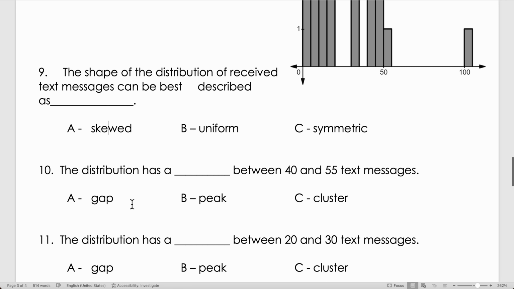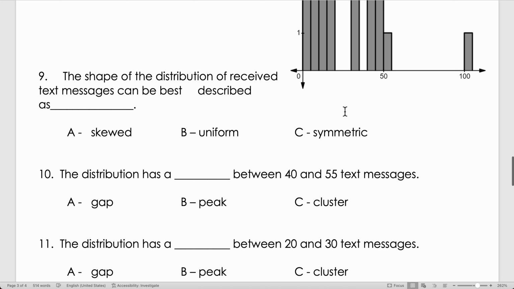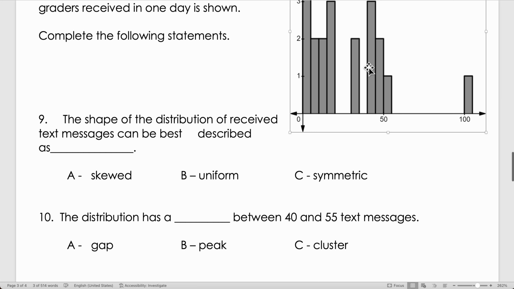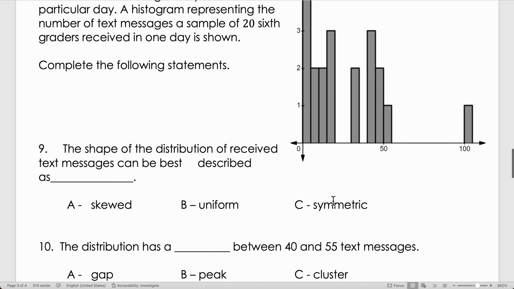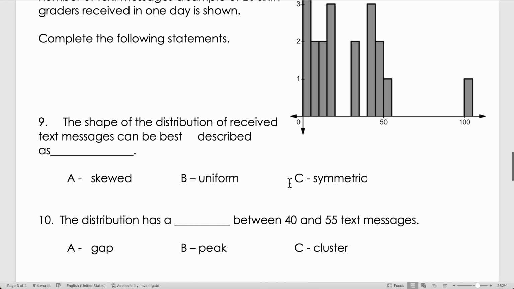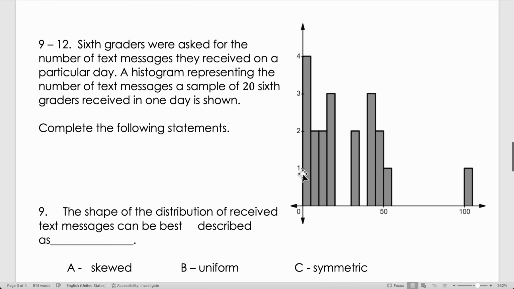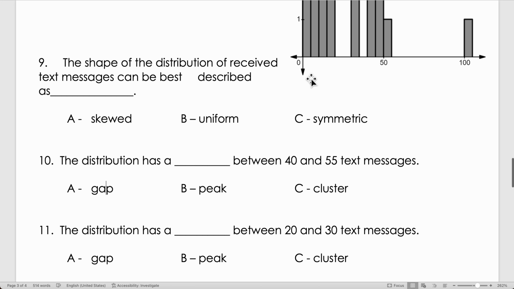The distribution has a blank between 40 and 55 text messages. Well, let's see. We have to use our imagination here a bit. We know 0's there, 50's there, the halfway point's 25. So 40 and 55, I take it they're probably referring to that space right there. And that's what's called a gap. A gap is an interval that's not populated. There's no data for it between 40 and 55, right? So that's a gap. The peak just means the highest interval, the interval with the most frequency. For us, that would be between 0 and 5.